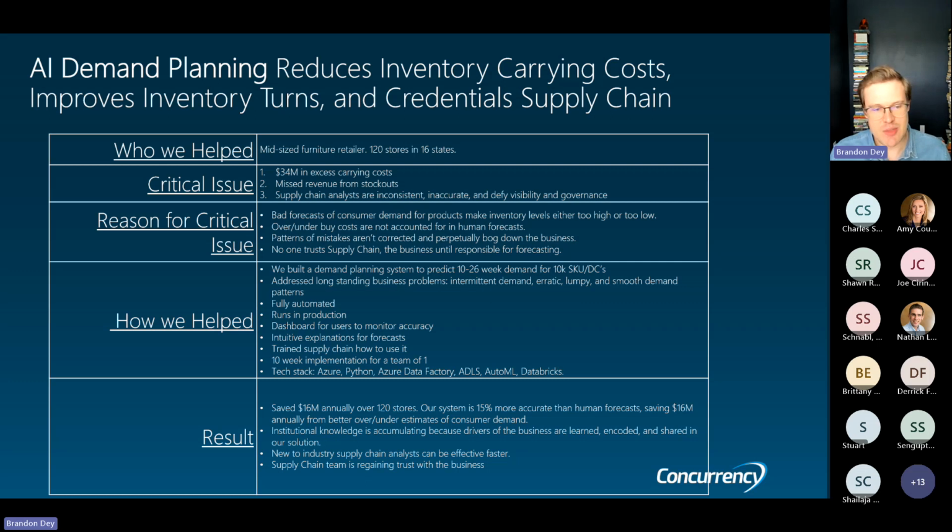Saved them a bunch of money, $16 million annually, over 120 stores. Our system is about 15 percentage points more accurate than the human forecasts. That's where all the savings came from. Intangibly, and very importantly, it's not an economic ROI, is that now they have institutional knowledge that's accumulating because these drivers of the business are learned, encoded, and then shared in the system. It's a very important aspect of these projects and often why they're funded.